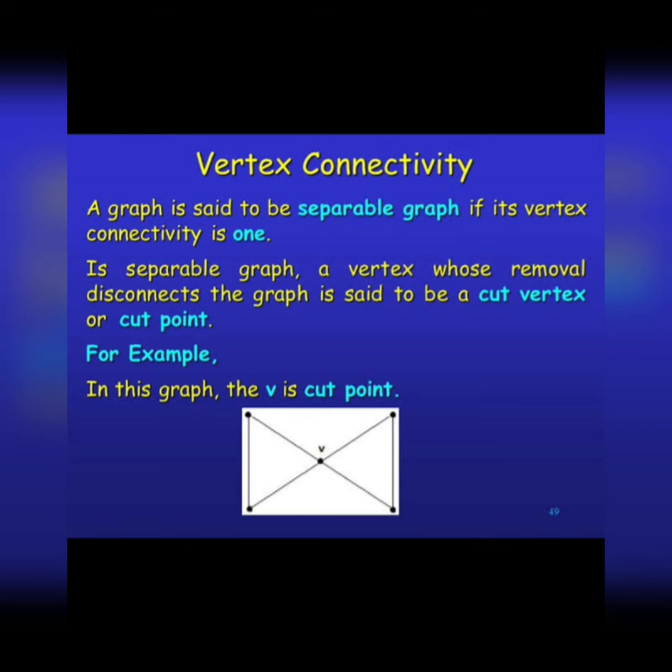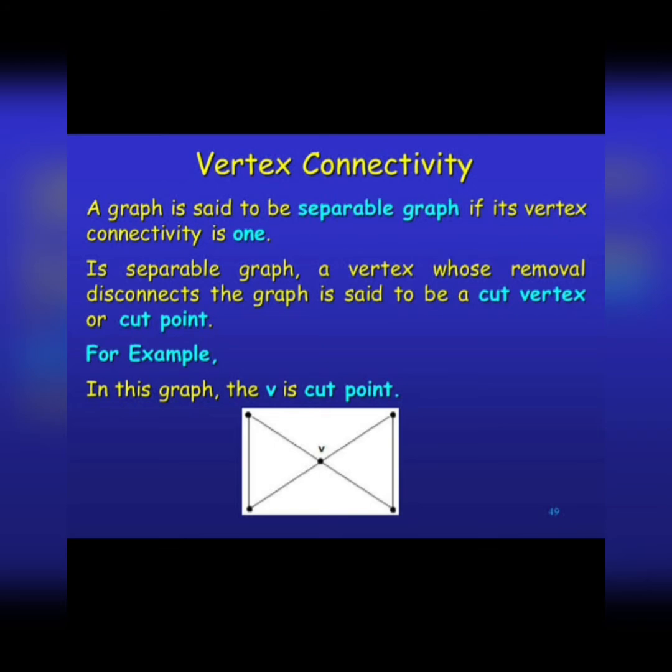Such an edge is known as a cut edge. Vertex connectivity. Let's see what the vertex connectivity of a graph is. Look at this figure. Here we have marked a vertex V. If we remove this particular vertex from this graph, what will happen? The edges incident with this vertex will also be removed, so we will get two components in this graph. That is, the graph goes disconnected.